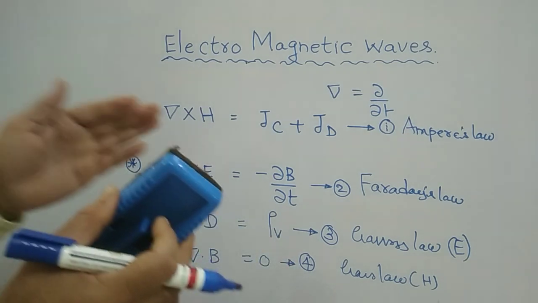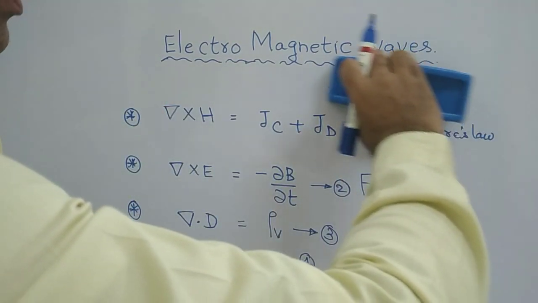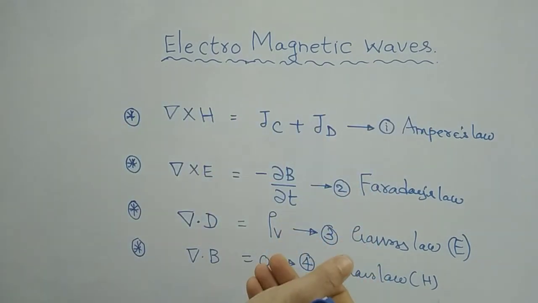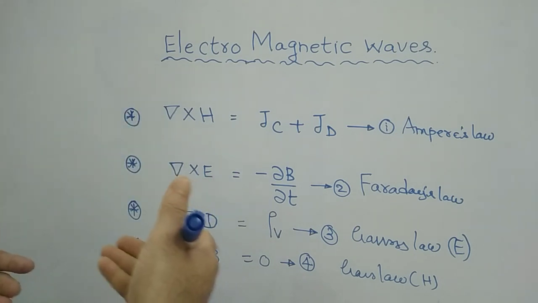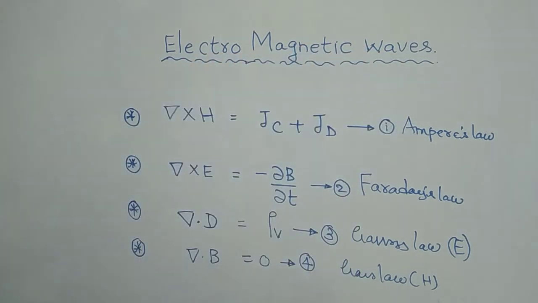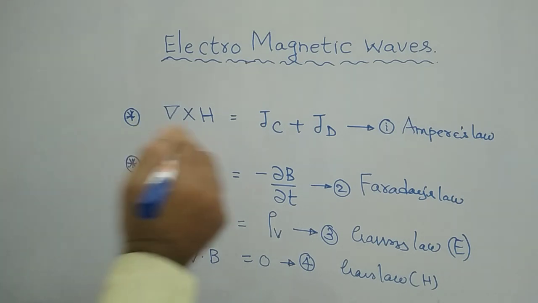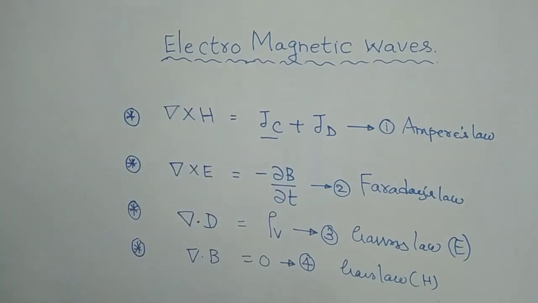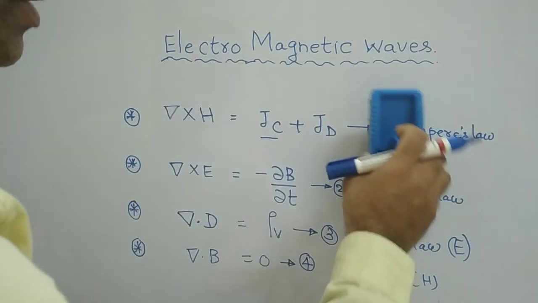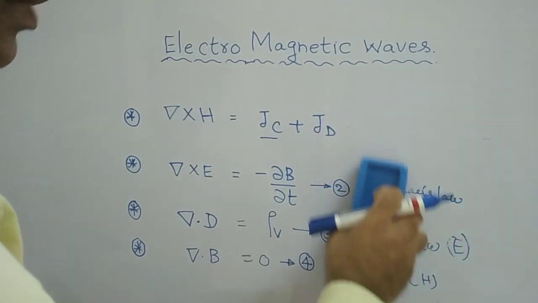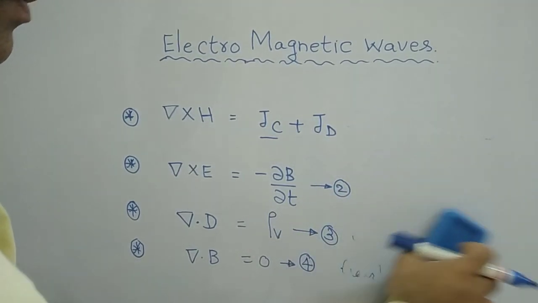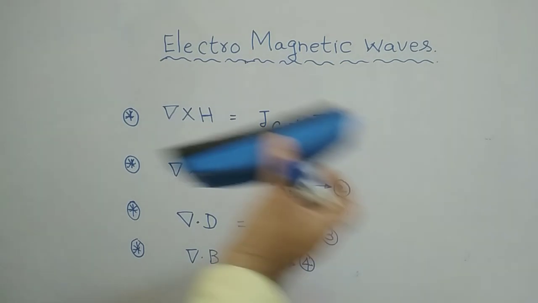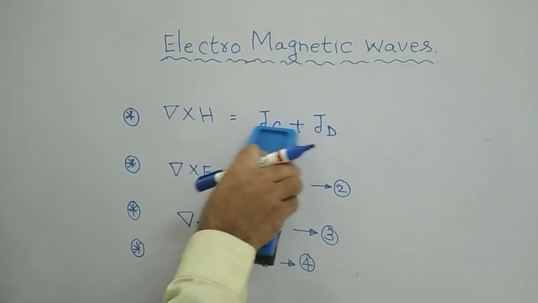Now, these are very important, and here itself I will explain some more important interrelations, some identities which will be very useful while deriving the expression for electromagnetic waves. If you see this Jc, the conduction current density, there is an equivalent expression for Jc. Let us see here.